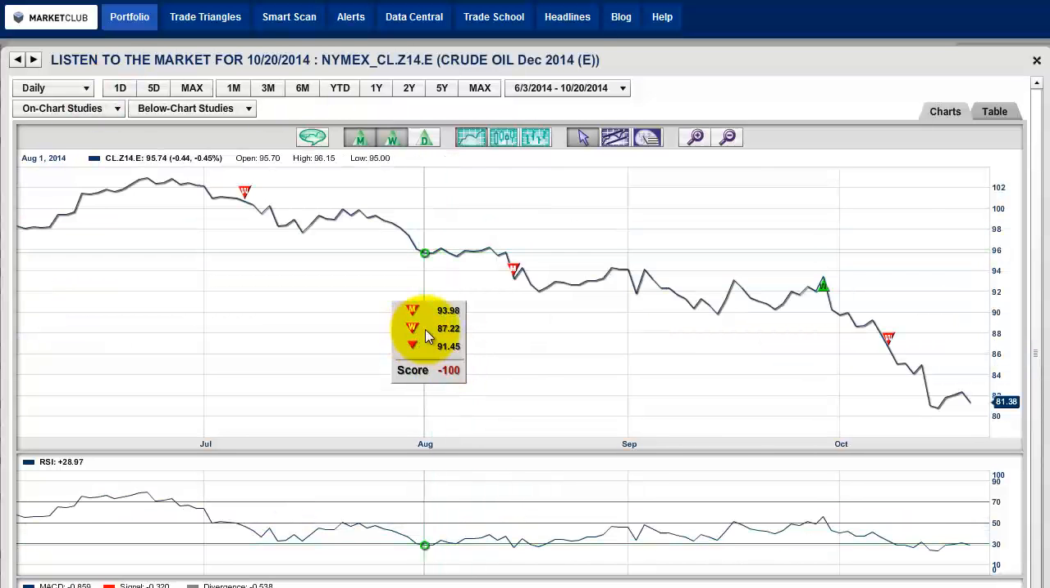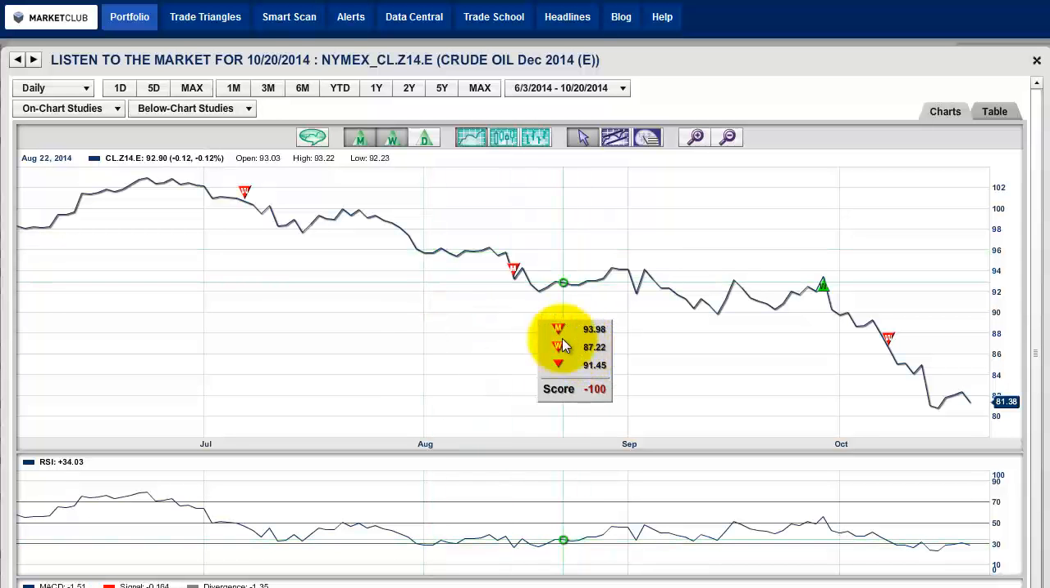This is crude oil. It has a lot of hurt in crude oil. You can see all of our trade triangles are negative, and it's the weekly and the daily you want to pay attention to. And again, we've done very, very well in this. We're going to show you the results of our World Cup portfolio, and you can see some of the profits we've made in this particular market.